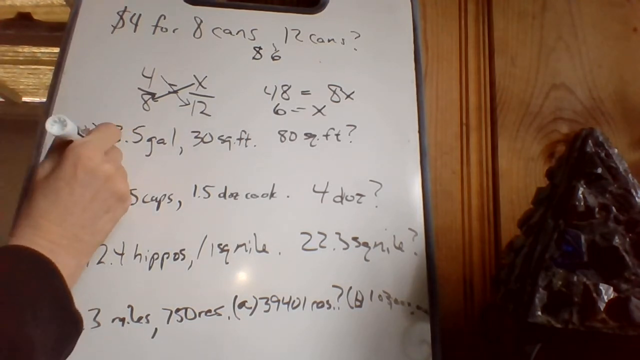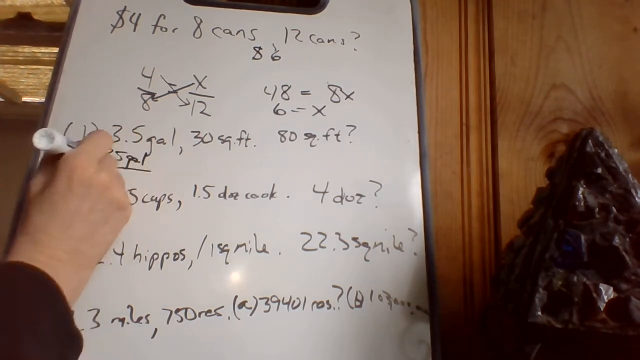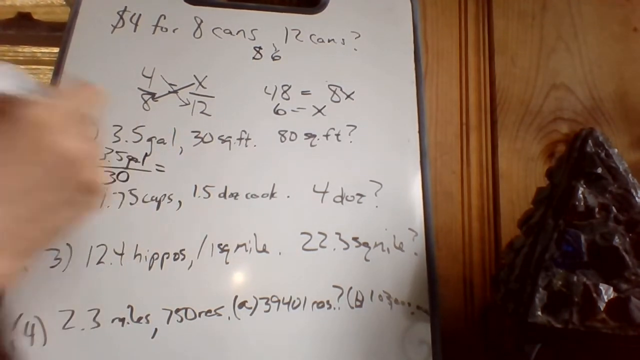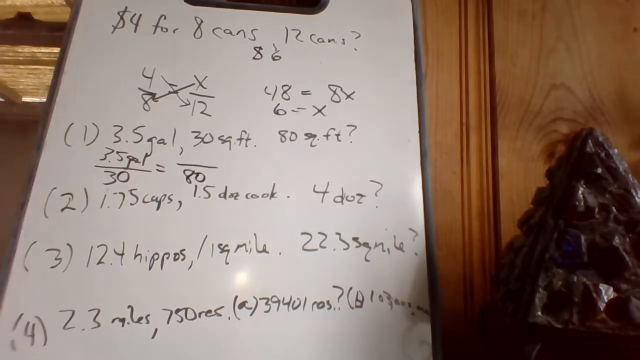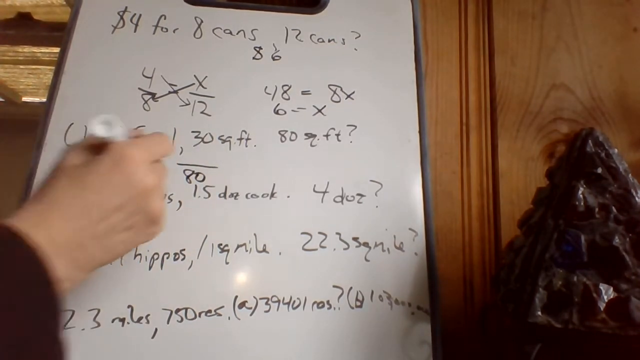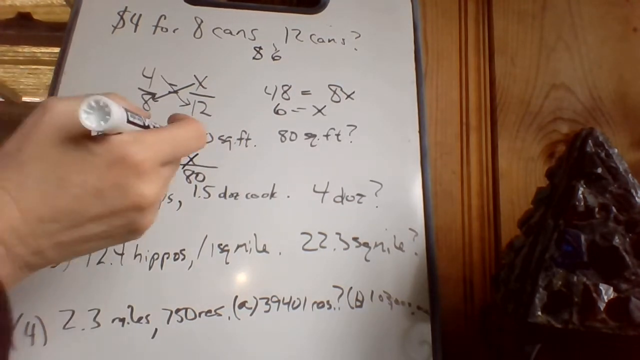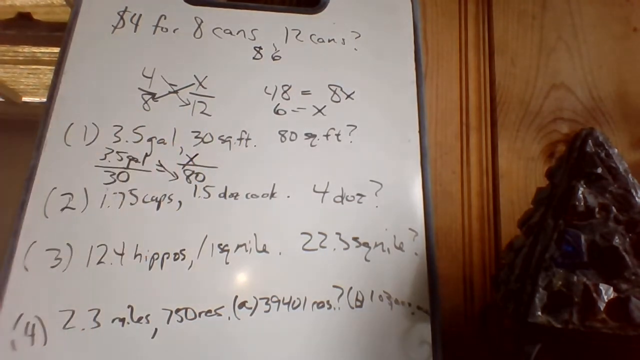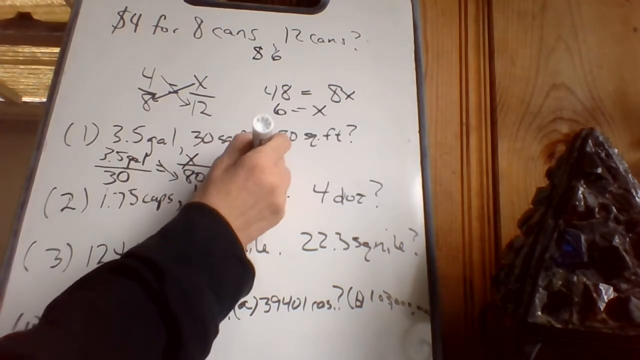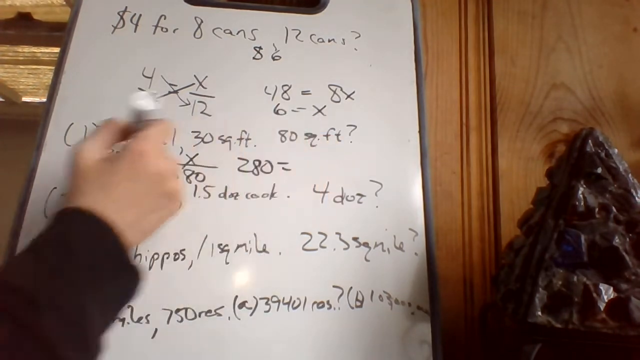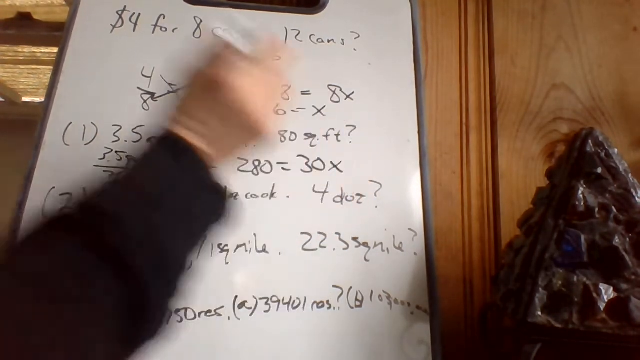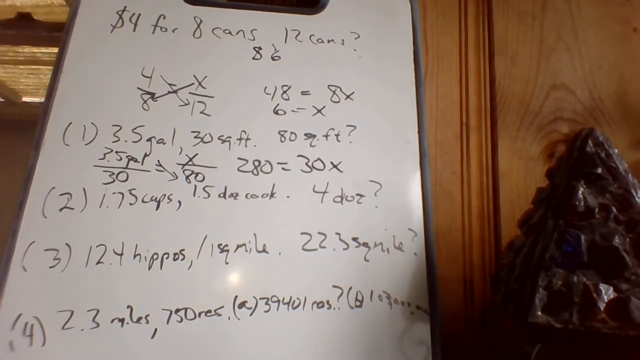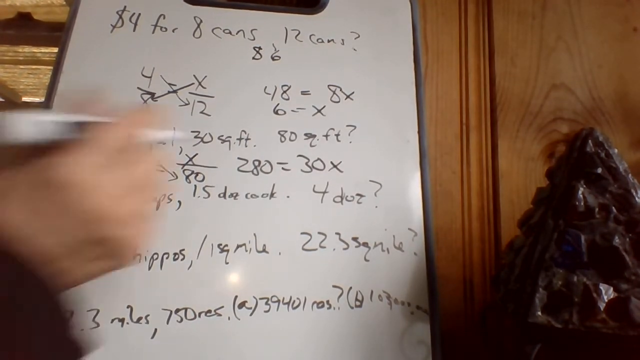Okay, so if I've got 3.5 gallons for 30 square feet, then how much for 80 square feet? It's got to go down where it's got to match up square feet and square feet, so the x has got to go here. Okay, now cross multiply. 3.5 times 80 is 280. 30 times x, 30x. Then 280 divided by 30, that's like 9.3.